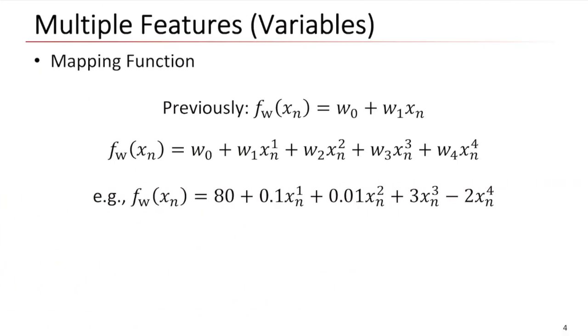So okay, now we have multiple variables, so we need a new mapping function from the previous one. Actually, in the last week we learned the mapping function, or the model of the linear regression, looks like this with a single variable x, right? Now we have multiple variables, so we need an additional mapping function.